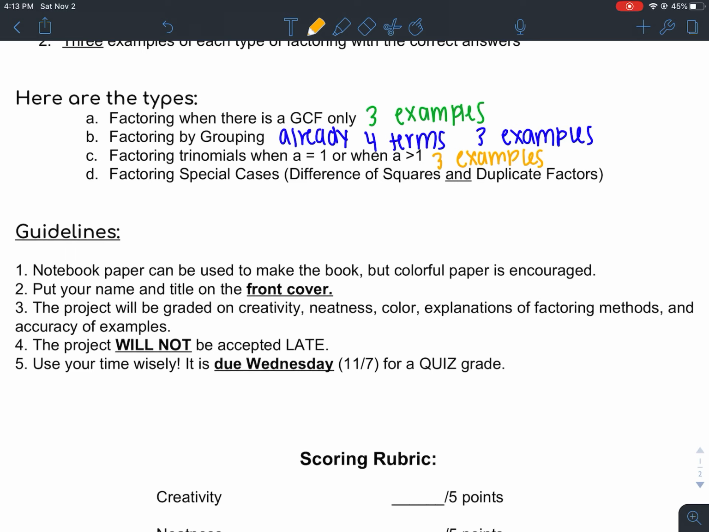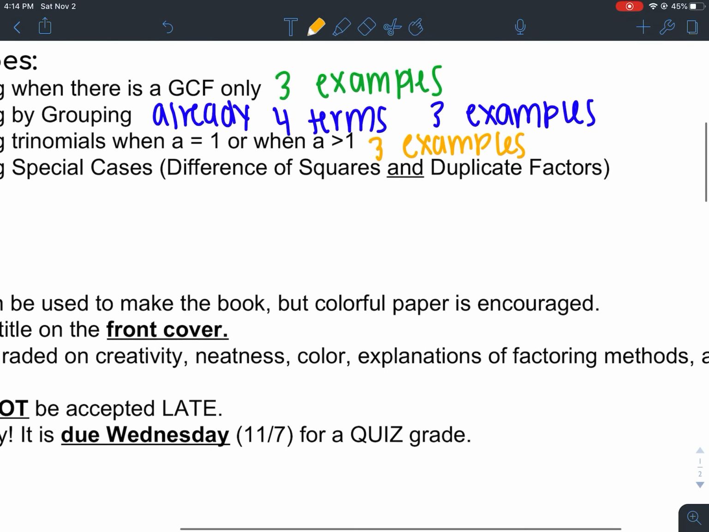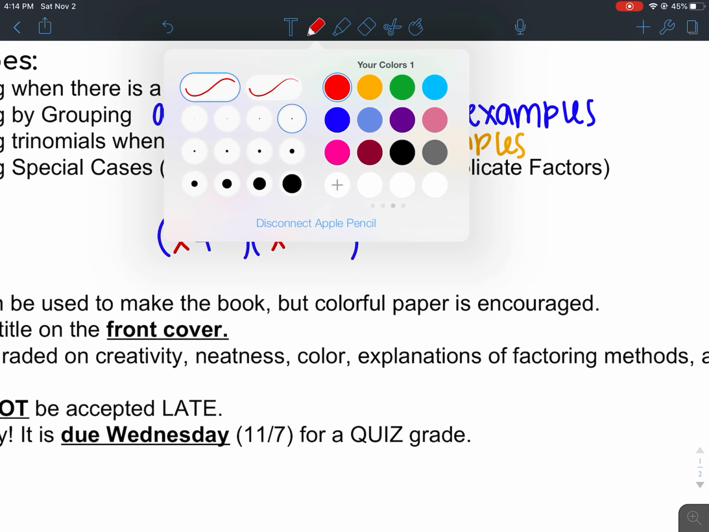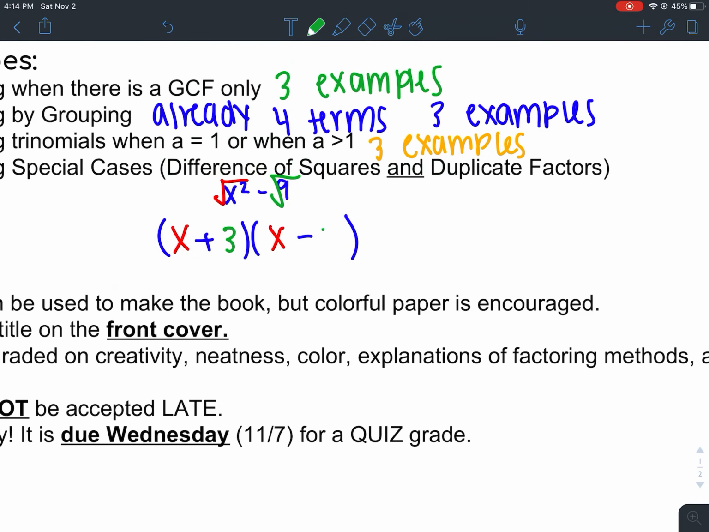Okay, the last factoring that you learned is special cases. So we have 2 types of special cases, difference of squares and duplicate factors. The difference of squares method is the one where we know that we have 2 sets of parentheses, and we put opposite signs. So let's say we have something like this, right? And then you would square root the first one and you get x, and then you square root the last one and you get 3. So this was the difference of squares method.